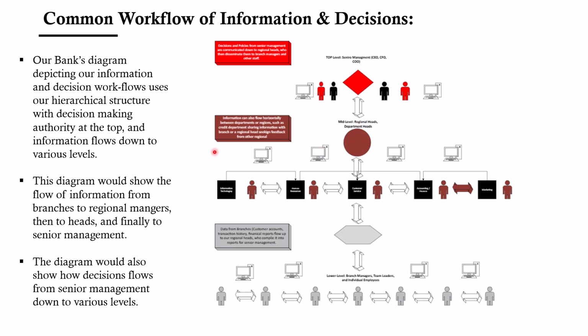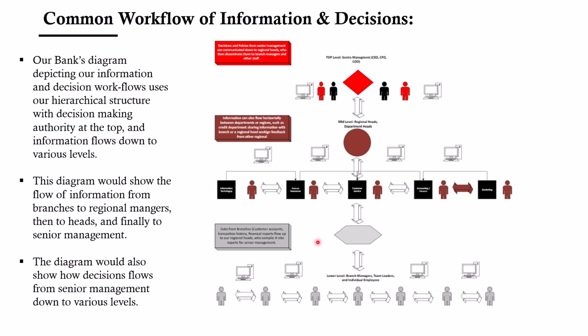So information can flow horizontally between departments or regions, such as credit departments sharing information with branch or regional heads, seeking feedback from other regional departments. And as you can see, here's the departments. It flows horizontally and it's coming down from our senior top management. As it goes down here, this is our lower level branch managers, team leaders, and individual employees.